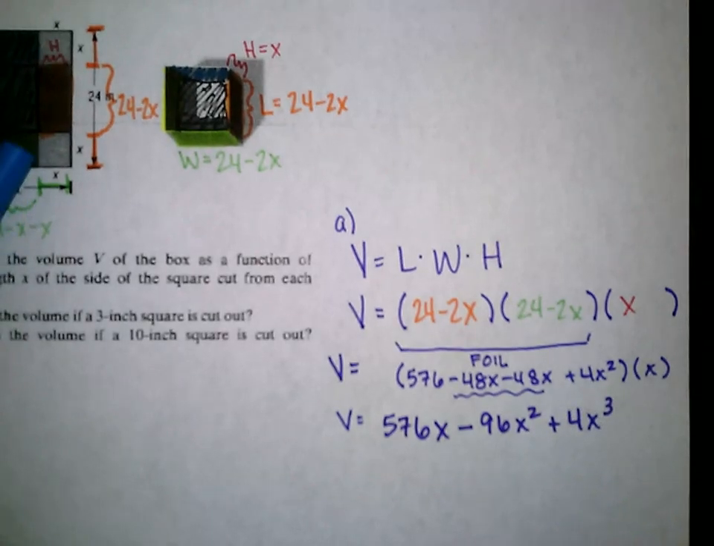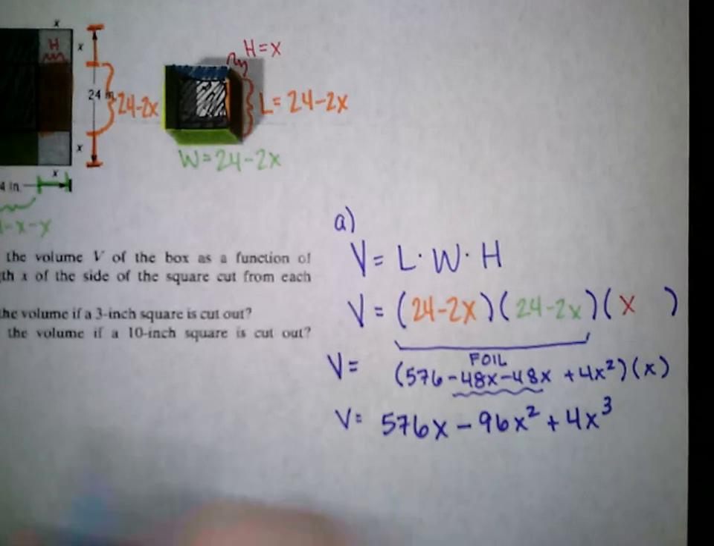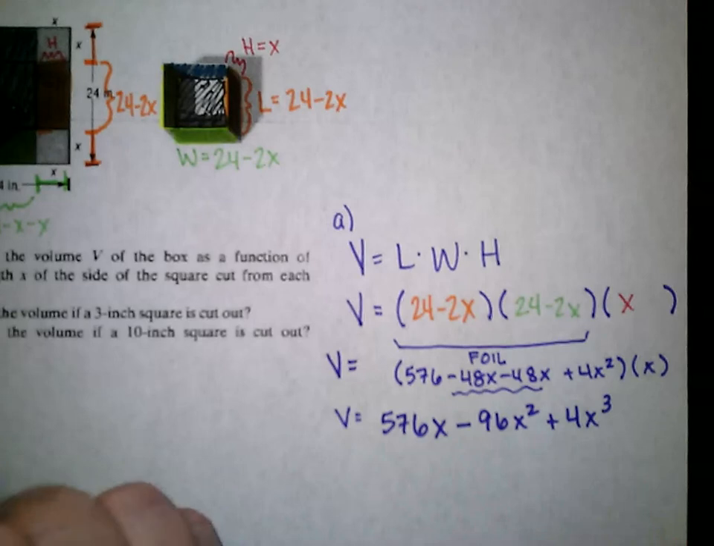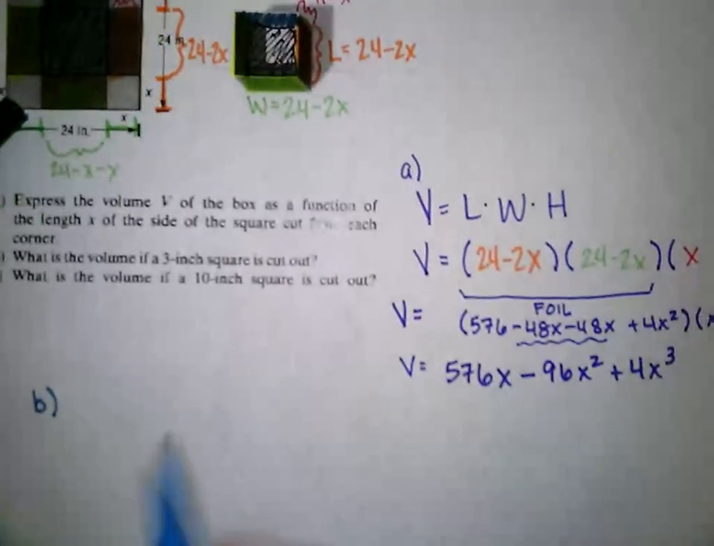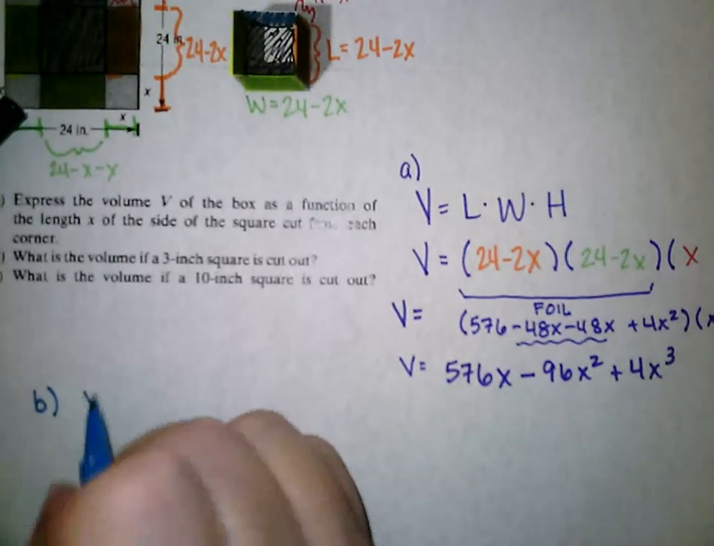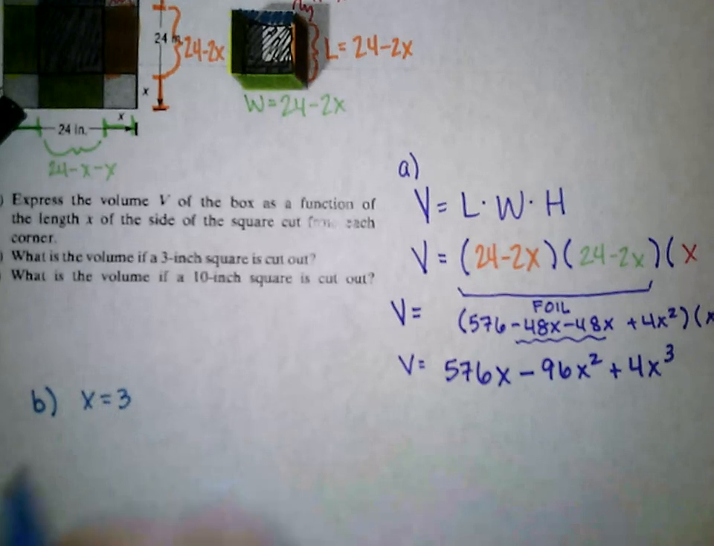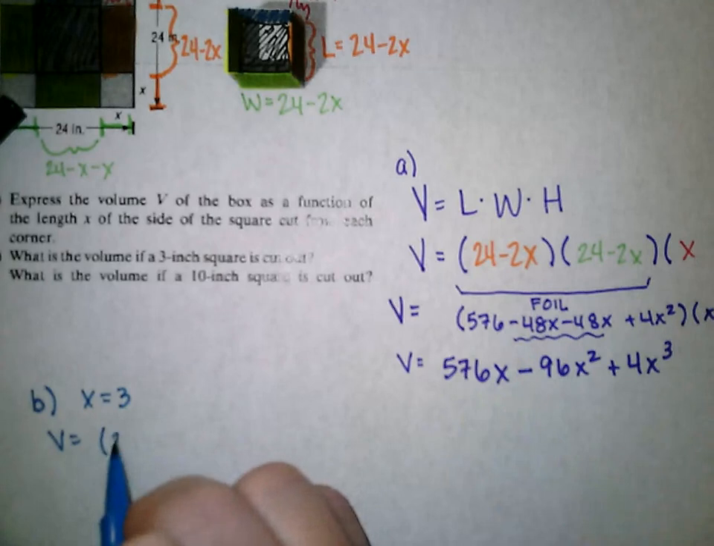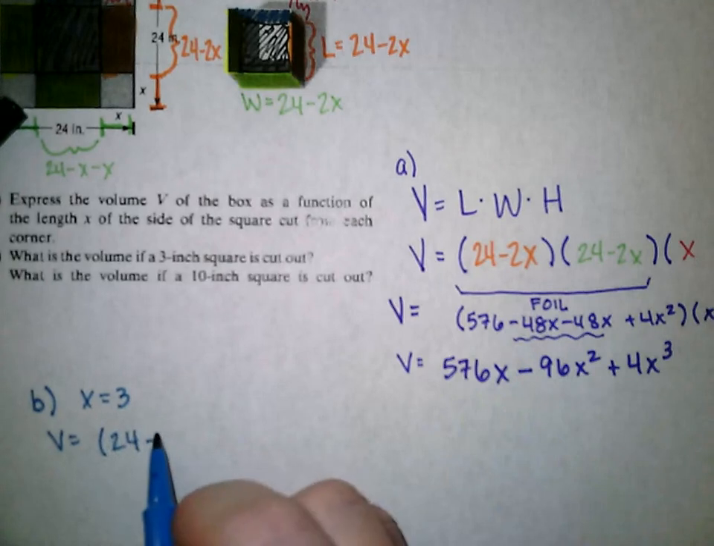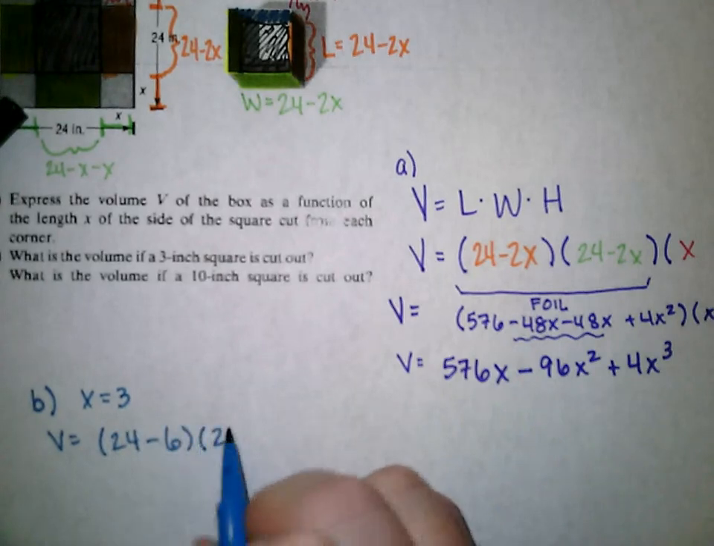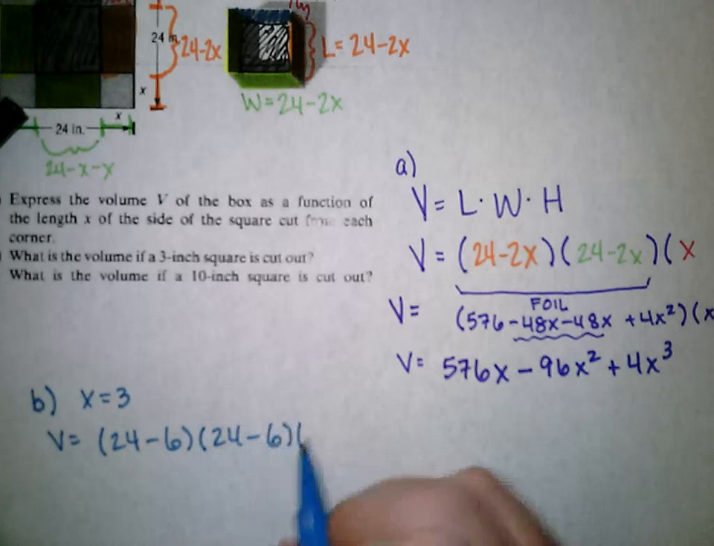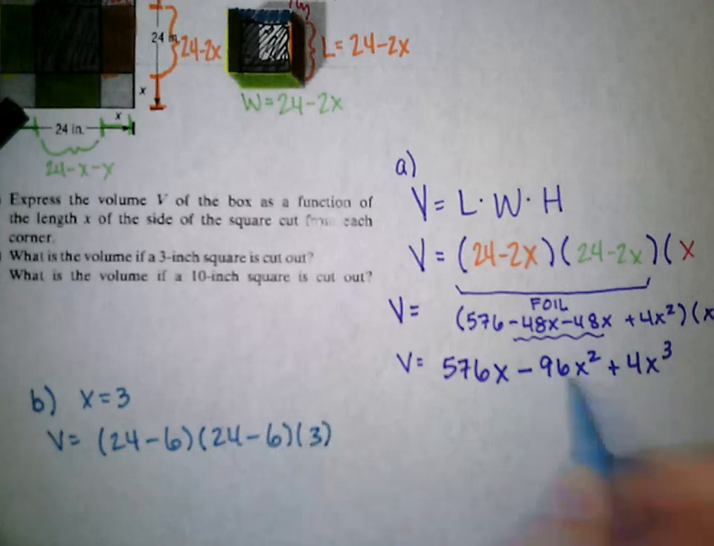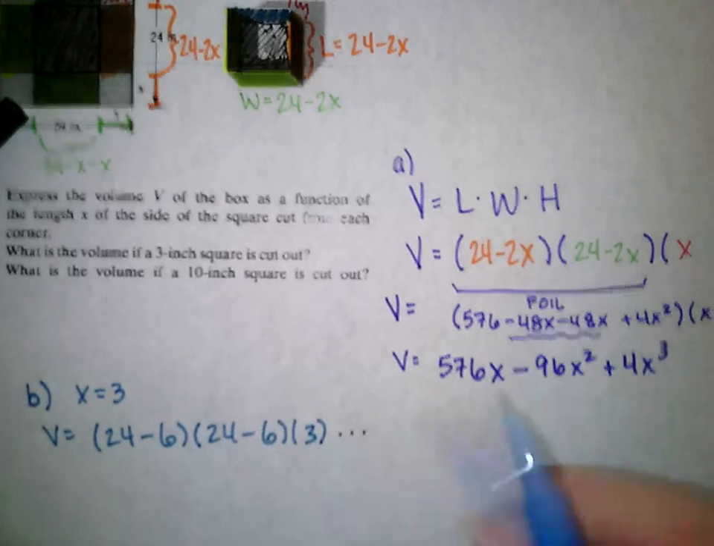Part B says, what is the volume if a 3-inch square is cut out? If we cut out a 3-inch square, then that means x equals 3. So our volume would be, we would just plug in 3. So 24 minus 2 times 3 is 6, times 24 minus 6, times 3. Or you could use this formula and then you just multiply that out.